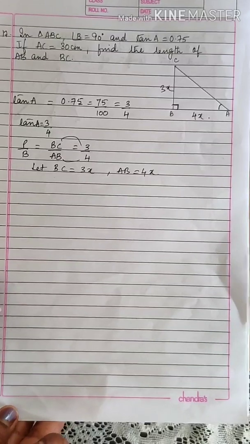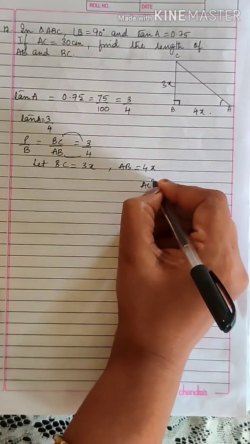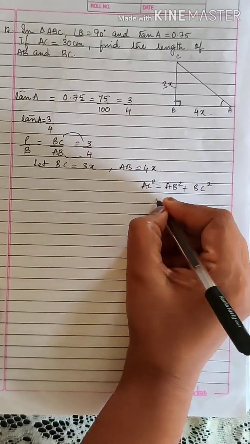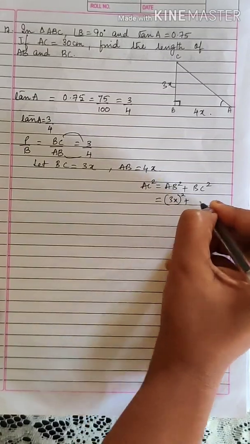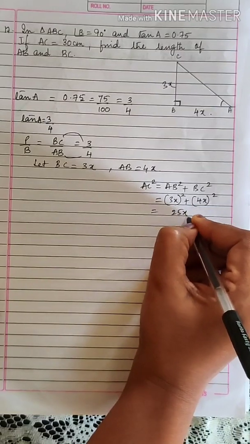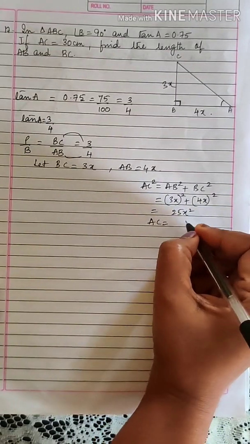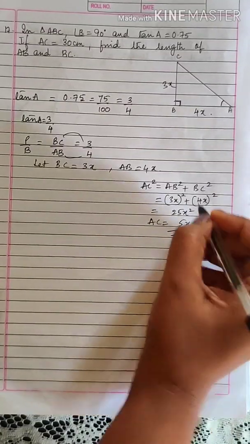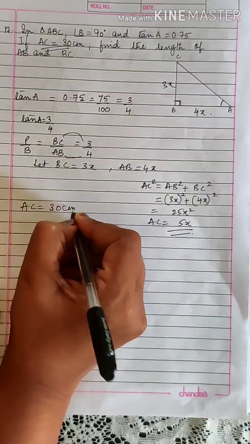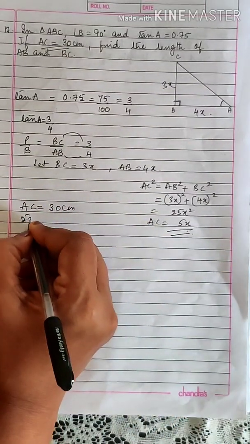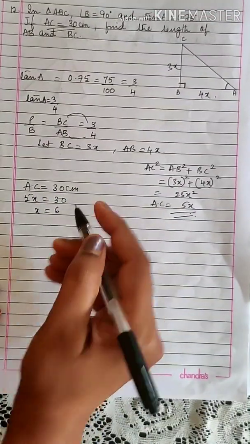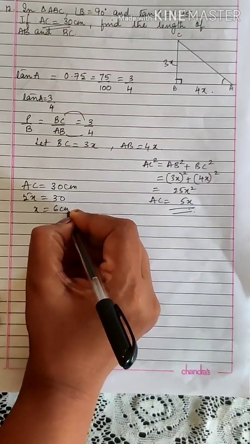Now from the figure, according to Pythagoras theorem, AC square is equal to AB square plus BC square, which will be equal to 3x the whole square plus 4x the whole square, which will give you 25x square. So AC will be equal to 5x. Okay. Now, but the given AC is 30 centimeter and your AC is 5x. So 5x is equal to 30. X is equal to 6 centimeter.